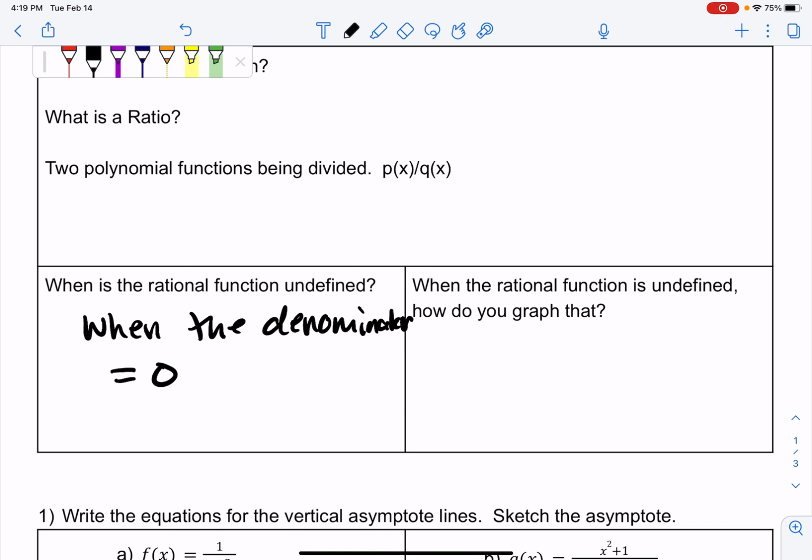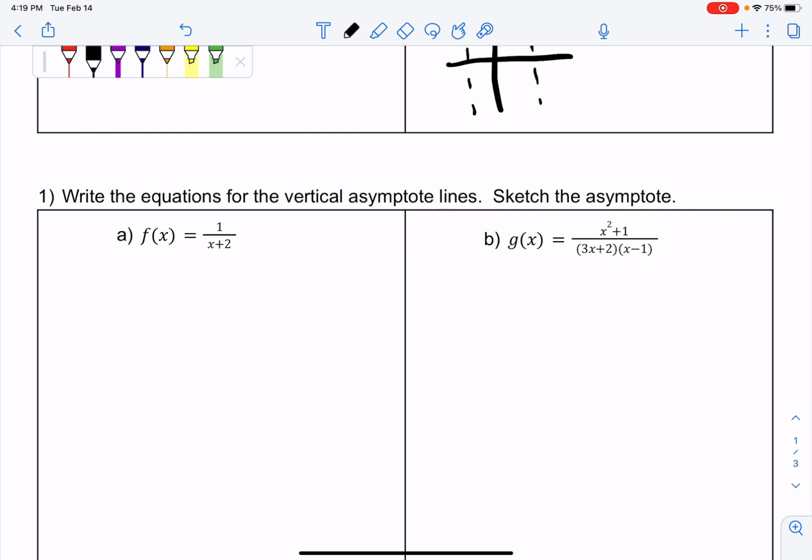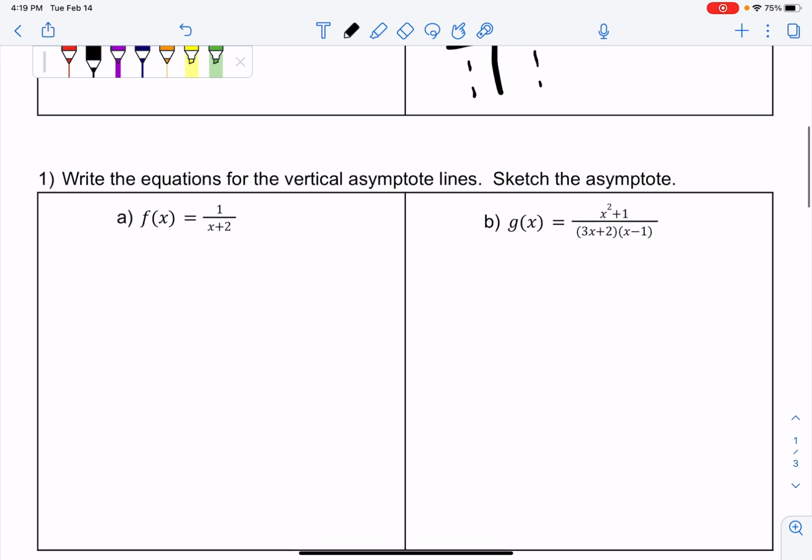When you're going to graph that, it's going to graph like an asymptote. So you could have one vertical asymptote, you could have two vertical asymptotes, you could have lots of vertical asymptotes, but anytime the function is undefined, you're going to get an asymptote graphically. All right, so we're going to write the equations of the vertical asymptotes, and then we're going to sketch them.